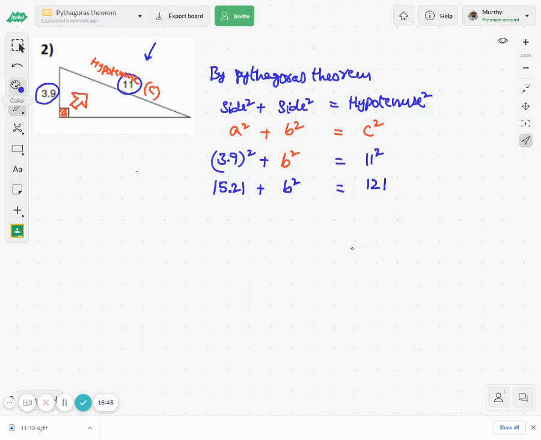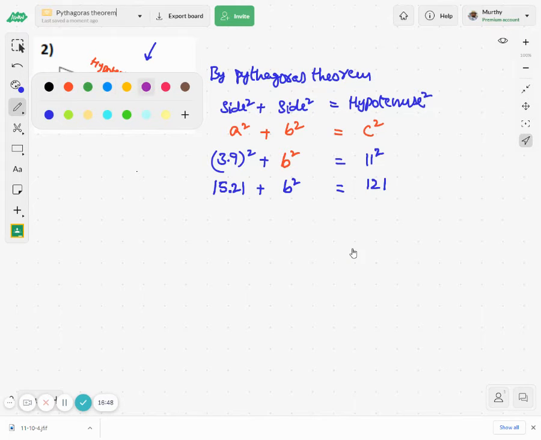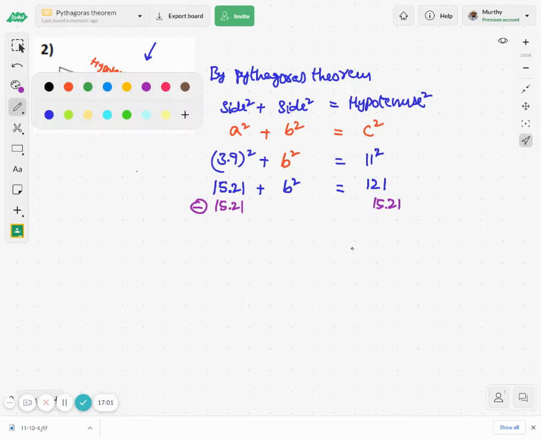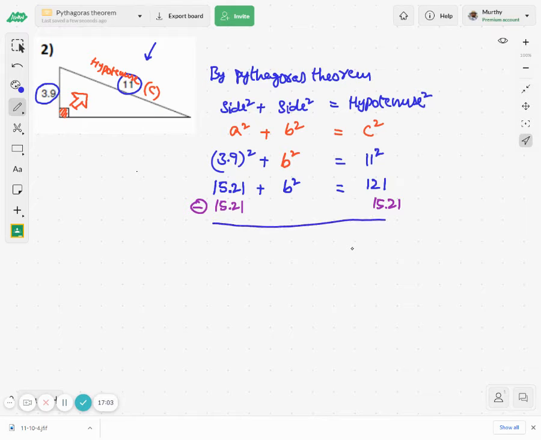You know what the next step is? We go for the inverse operation. You know that we have to take away 15.21 on both sides in order to isolate b. So the next step is 121 minus 15.21. I'm using my calculator and I got 105.79. That's the value of b square.